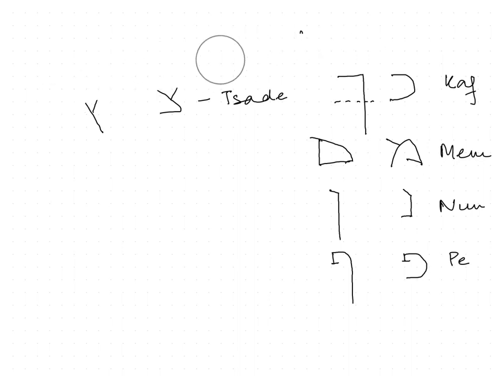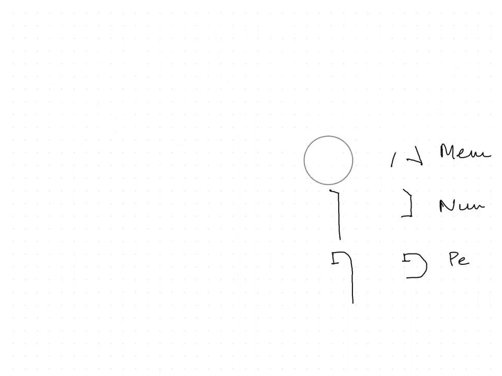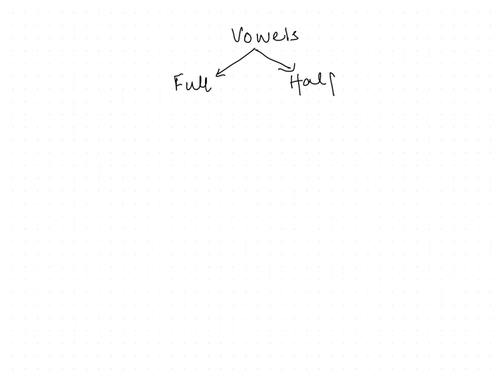All right. Let me go to the vowel system. The Hebrew vowels are broken up into two sections. One is called a full vowel, one is called a half vowel. Let's keep the half vowels aside because we have not studied that, I have not taught you as yet.